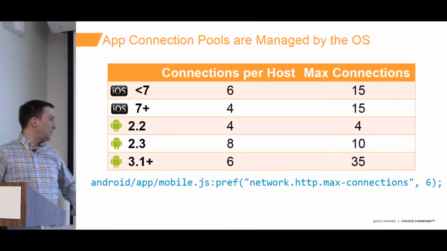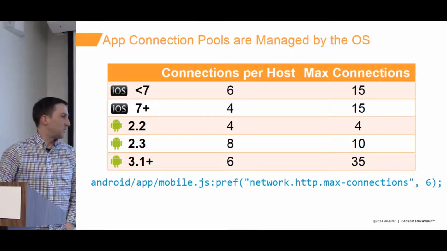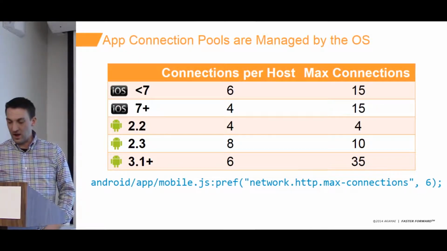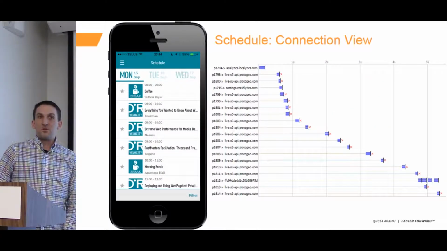You can override the number of connections on Android if you're able to set the global preferences, so you can move that up from 6 to a higher number. But generally speaking, your apps are going to be limited by the number of connections.